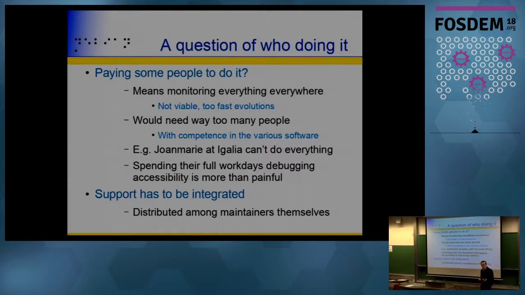So the support has to be spread among every developer, integrated into their development process, just like security, just like internationalization. Nobody develops software without taking security issues into account nowadays, or at least they shouldn't, really. Accessibility is the same kind of priority.